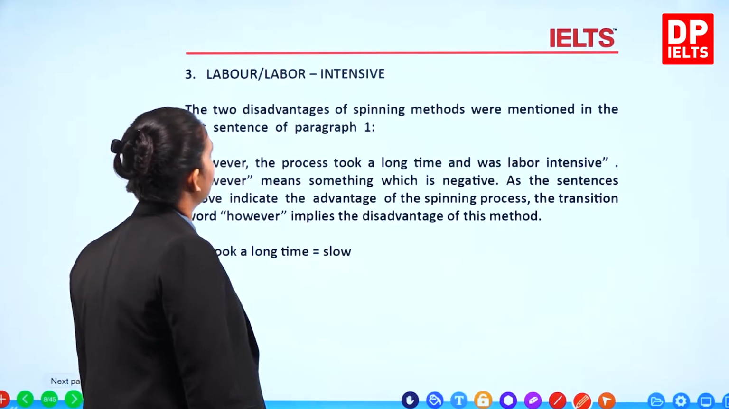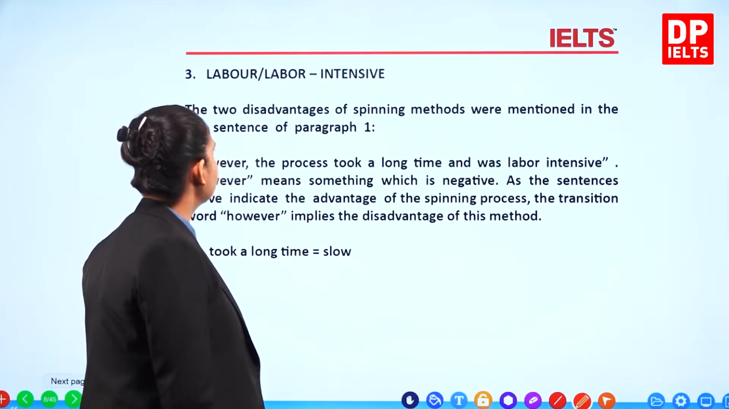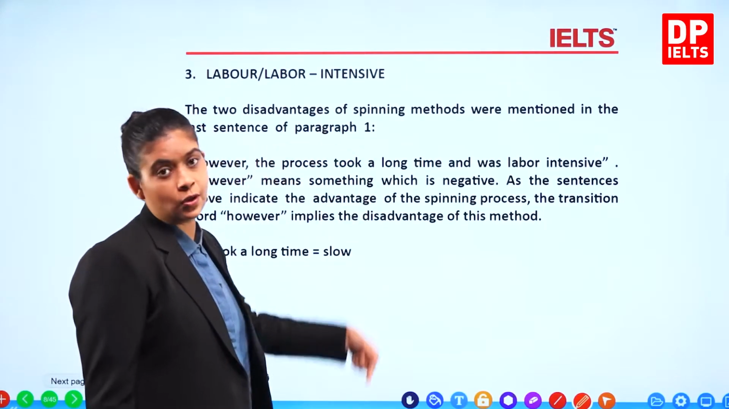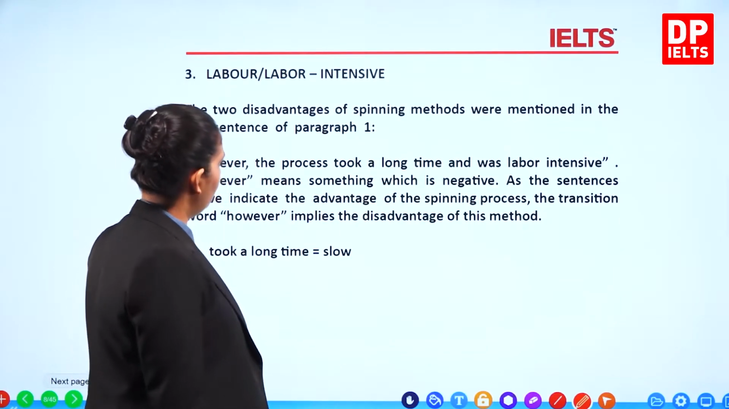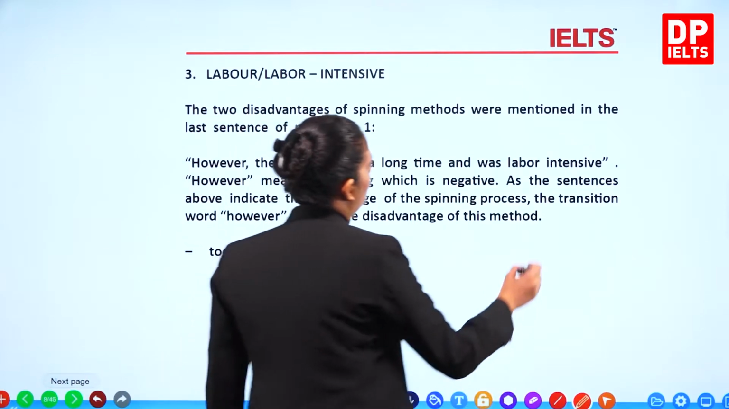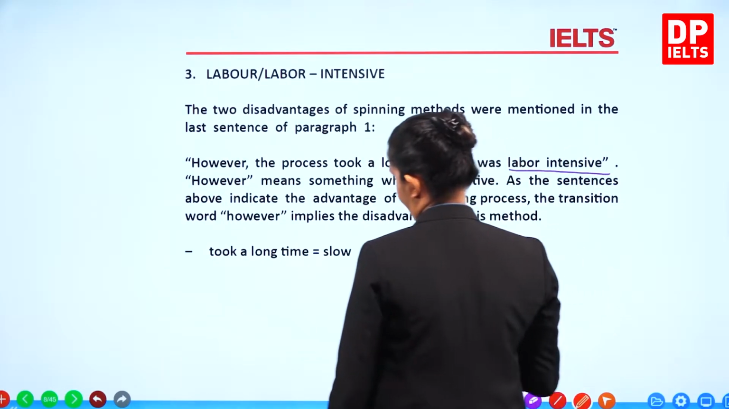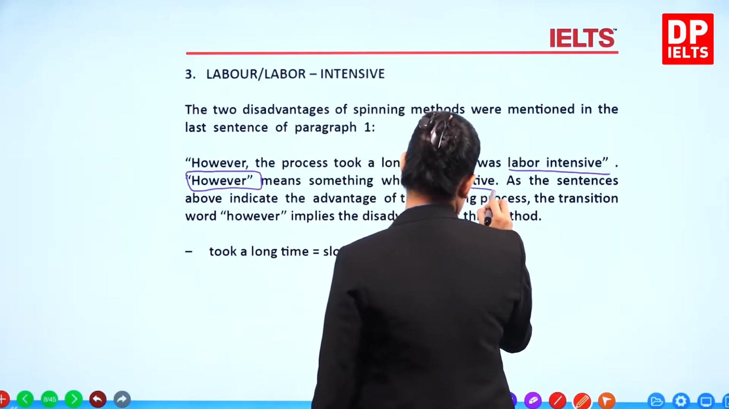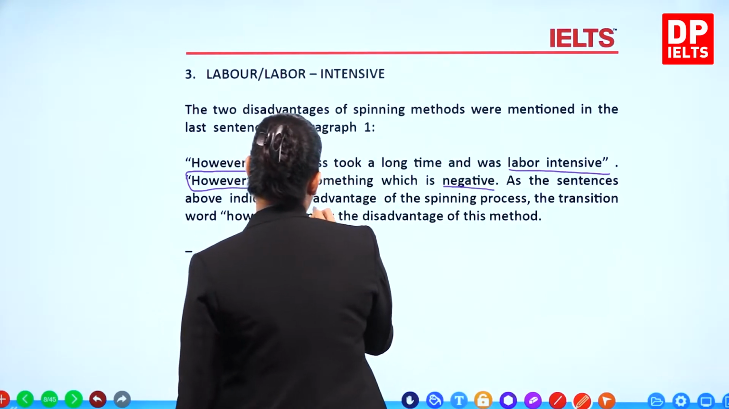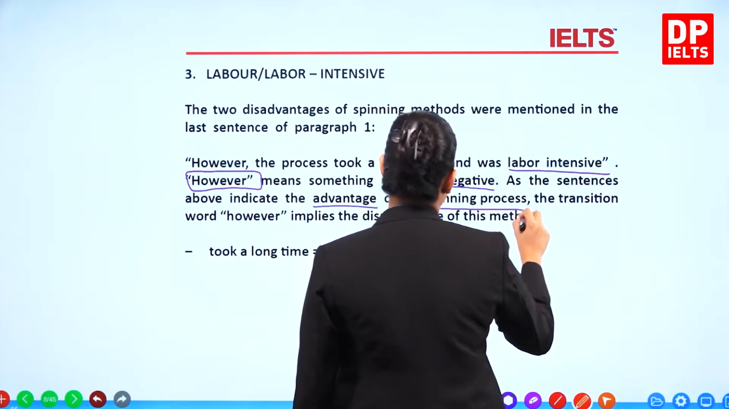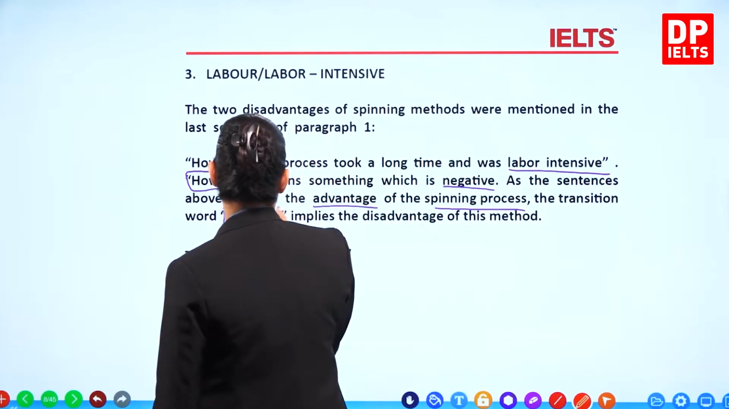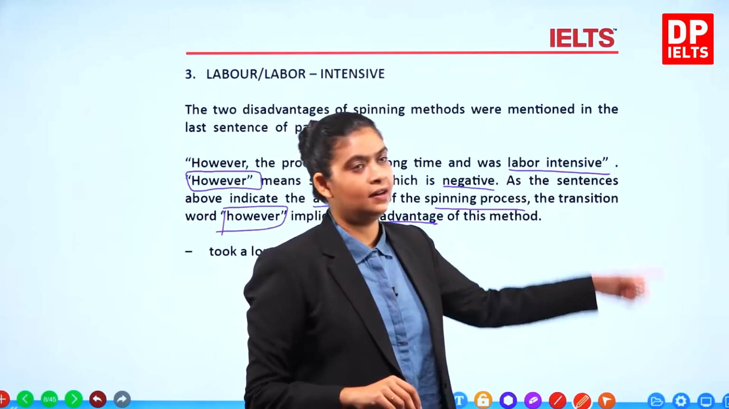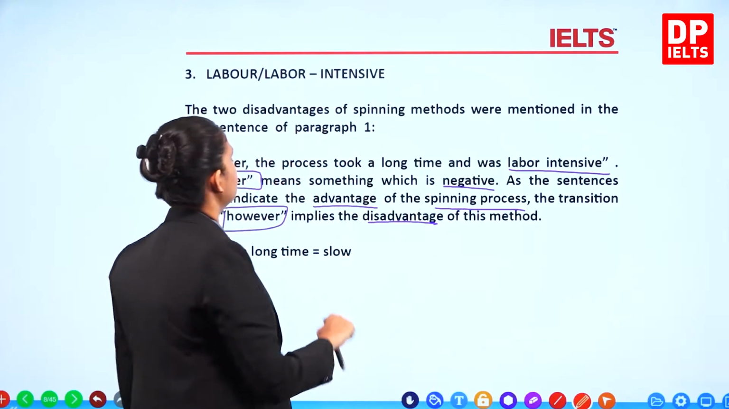Question number 3, labor, you can write it either way, intensive. The disadvantage of the spinning method was mentioned in the last sentence of para 1: however, the process took a long time and was labor intensive. However means something which is negative. As the sentences above indicate the advantages of the spinning process, the linking word however implies the disadvantage of the method, which was labor intensive. So that is your answer.